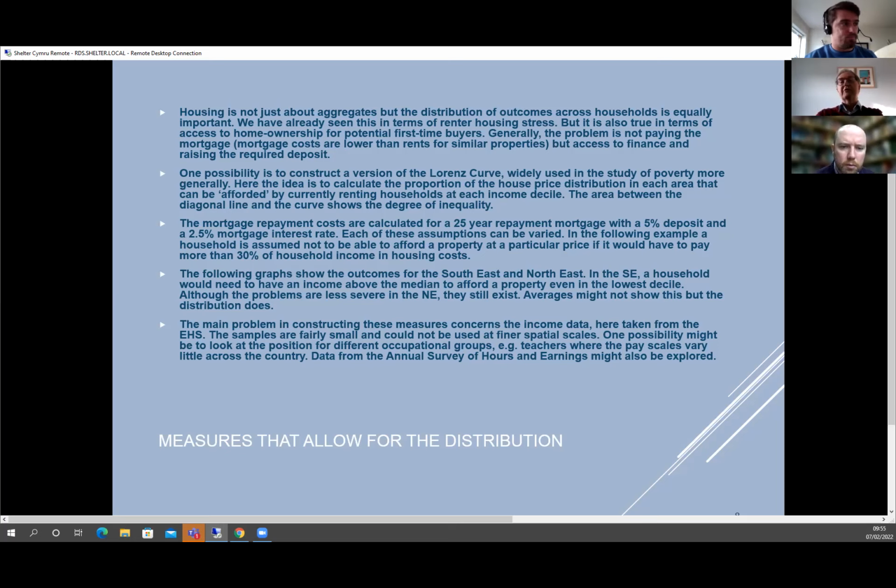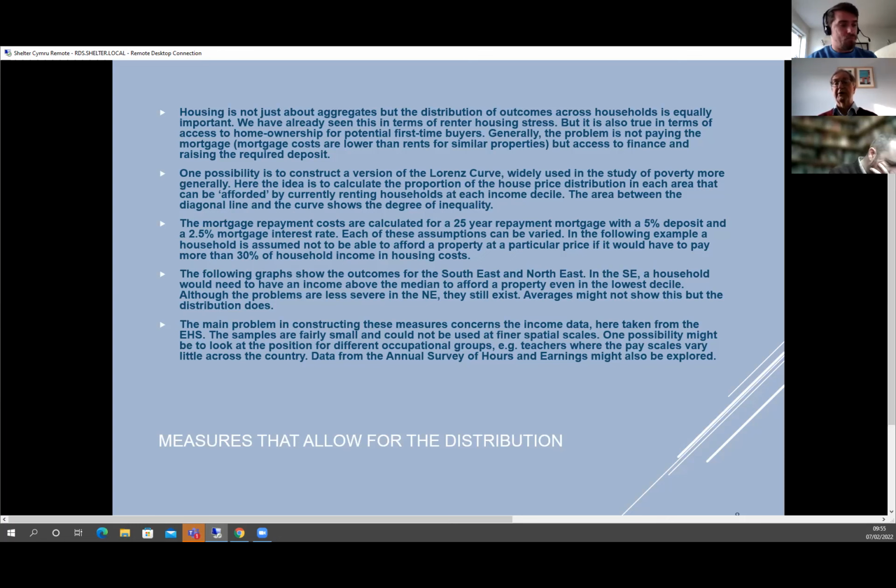Right. Okay, so a couple of points for you to remember. What I want to look at now are measures which are more appropriate to owner-occupiers, particularly first-time buyers, and particularly ones which allow for the distribution of outcomes, which I've already said I think are important. Now, it is possible to derive a measure for potential first-time buyers that looks at the distributions as well as averages.